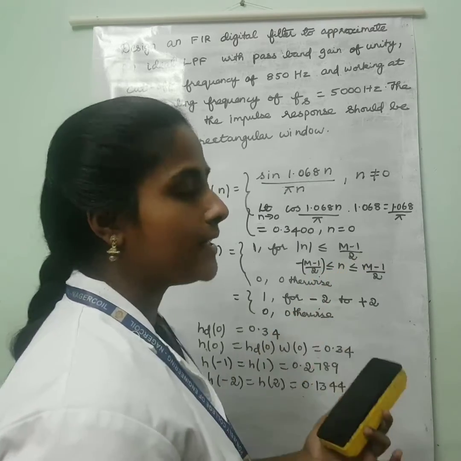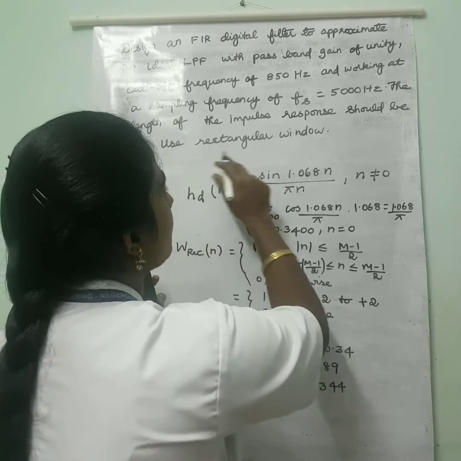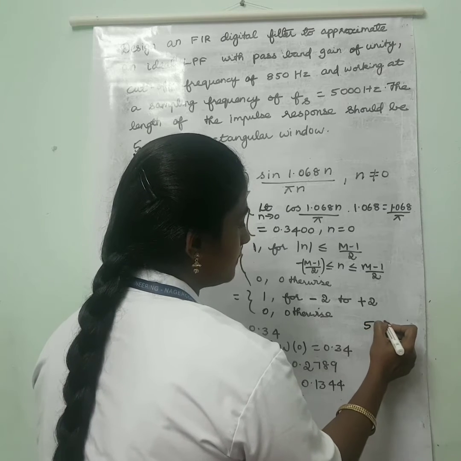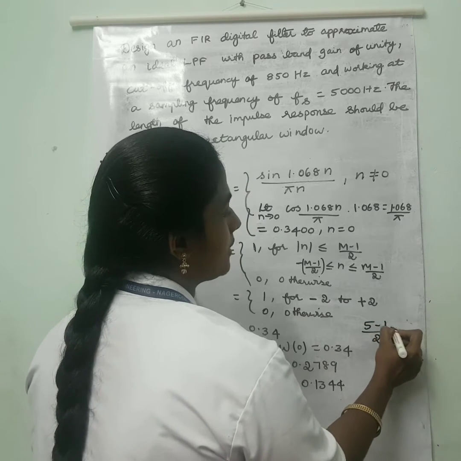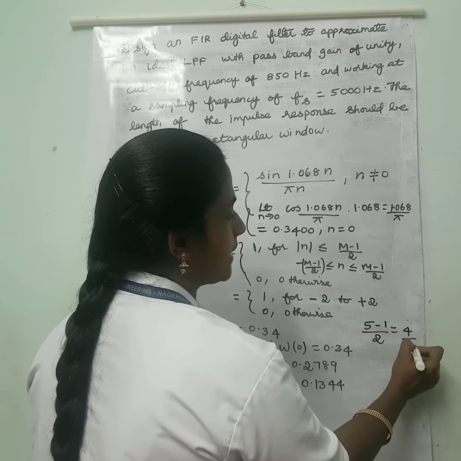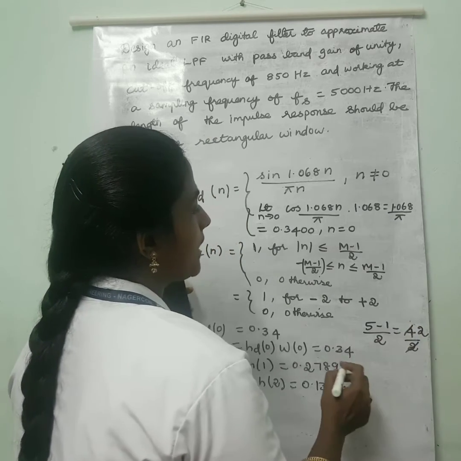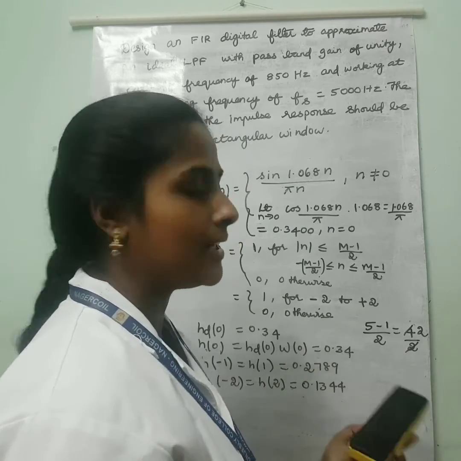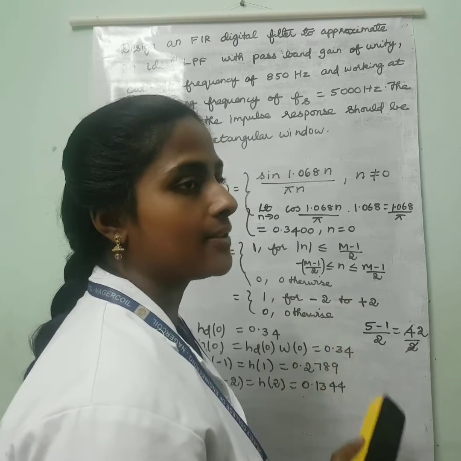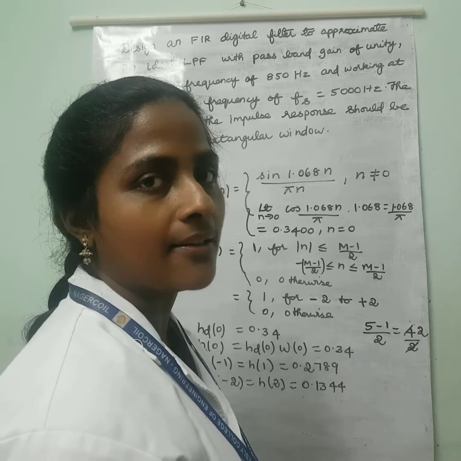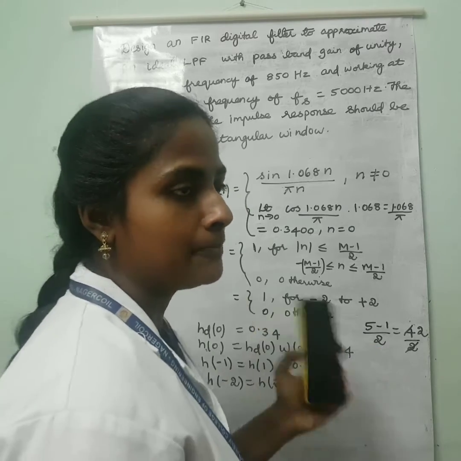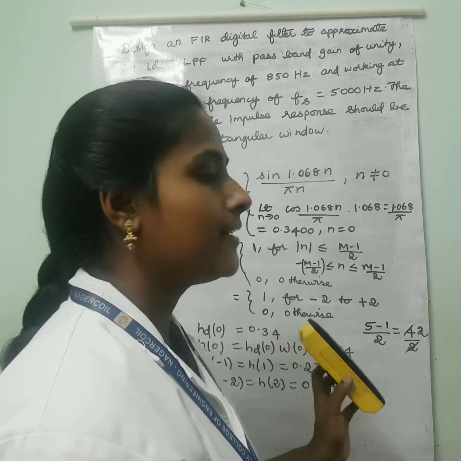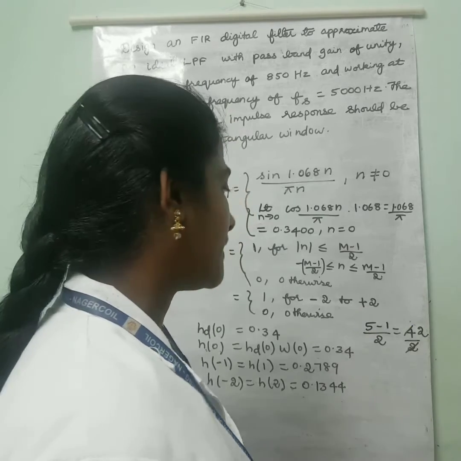Here the length of the impulse response is 5. So 5 minus 1 divided by 2, that is 4 divided by 2, that is 2. So we have to take only the values from minus 2 to plus 2. That is, we have to find h of minus 1, h of plus 1, h of 0, and h of 2 and h of minus 2.